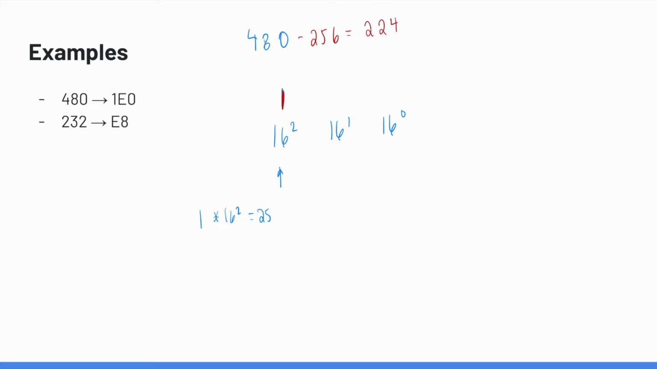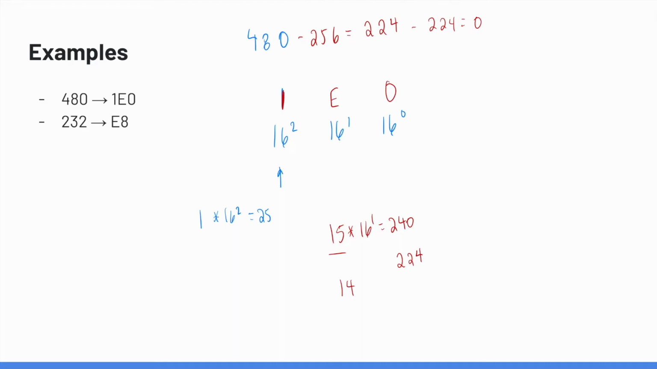224, right? If you remember from our last example, when we had 15 times 16 to the power of 1, that gave us 240, but that's too big to fit in here. The next value we would have would be 224 actually. So instead of 15, we would just have 14. And if 15 was F, then 14 is going to be E. And 224 minus 224 is 0. So that just gives us our answer.